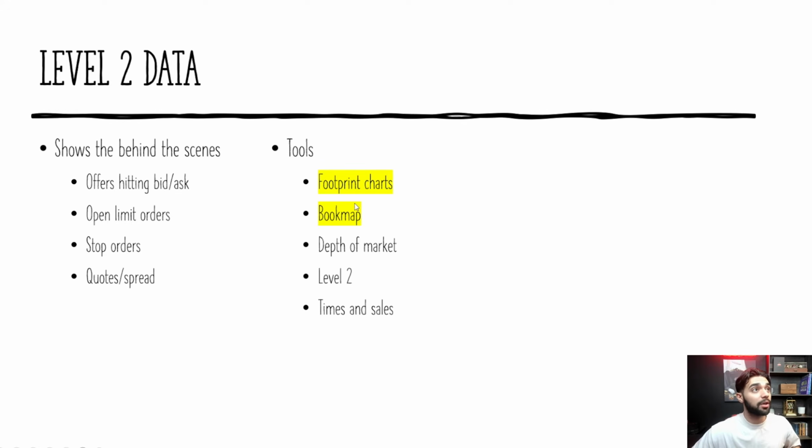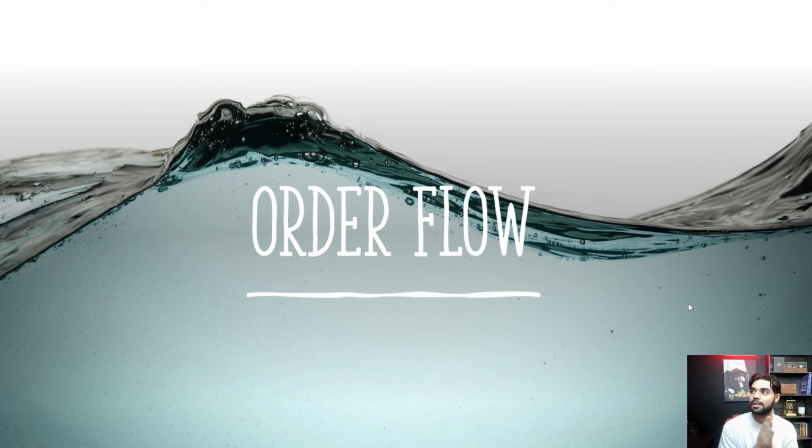The footprint chart and the book map are my two favorite tools to read these, but you can use the depth of market, level 2, and times and sales. All work great. But without further ado, let's hop into some order flow knowledge here, guys. The first thing we're talking about is Bookmap.